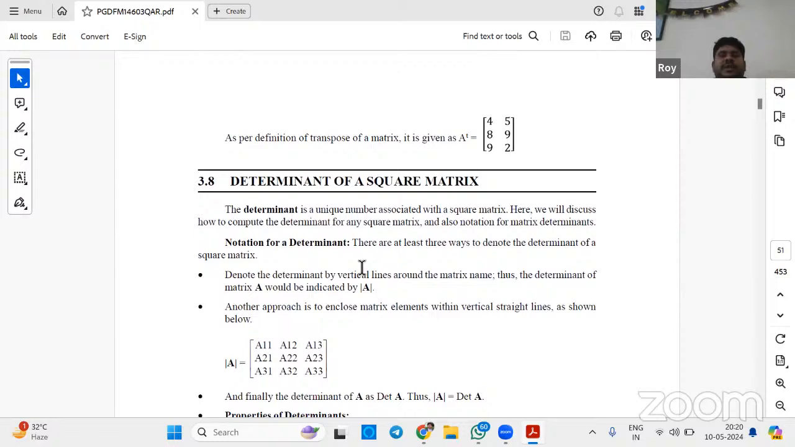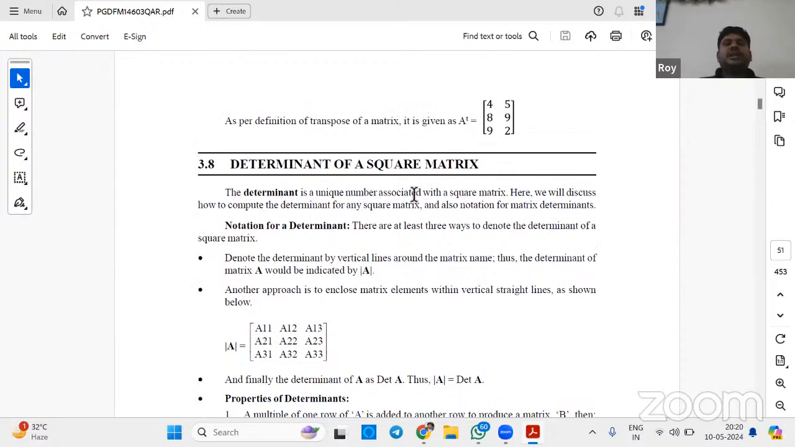Determinant of a square matrix. This is another one. Determinant is the unique number associated with a square matrix. Here we will discuss how to compute the determinant and its notation. There are at least 3 ways to denote the determinant of a square matrix.